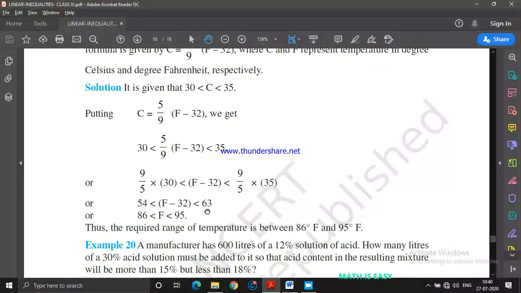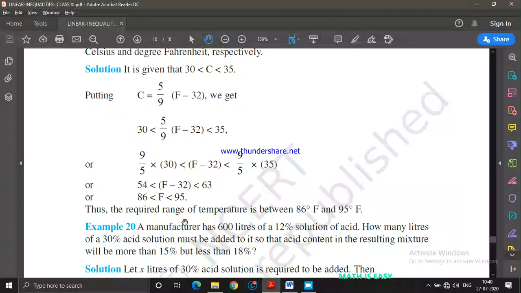So if I add 32 everywhere, 54 plus 32 is 86. Here 32 will get cancelled, only F will be left. 63 plus 32 is 95. Thus the required range of temperature is between 86 degrees Fahrenheit and 95 degrees Fahrenheit.